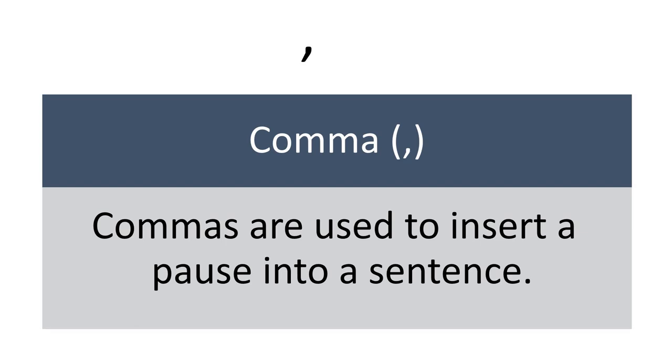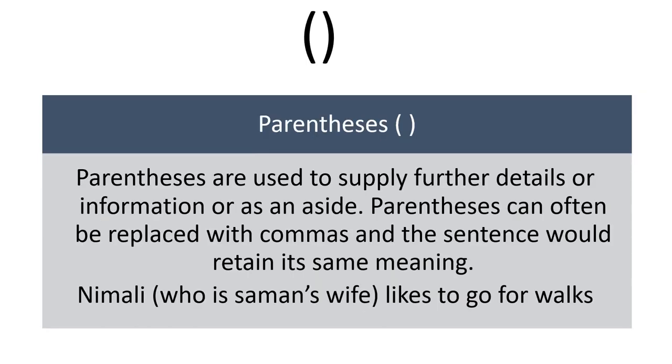Next, the comma. Commas are used to insert a pause into a sentence. Next, parentheses. Parentheses are used to supply further details or information as an aside. Parentheses can often be replaced with commas and the sentence would retain its same meaning.